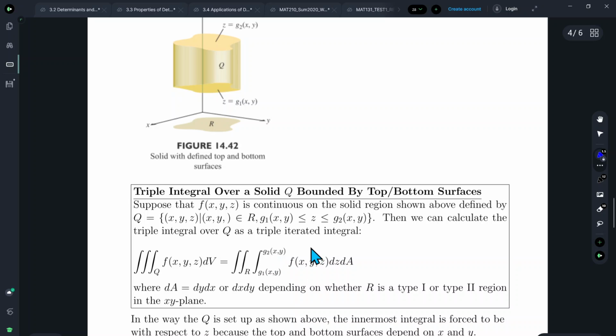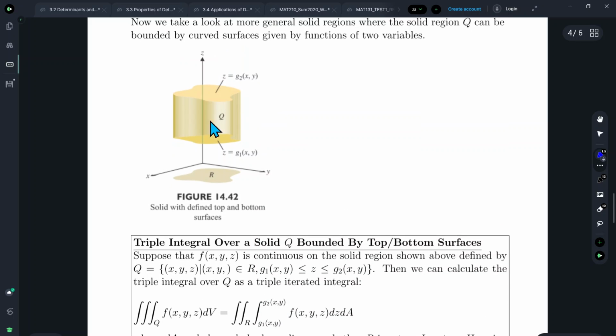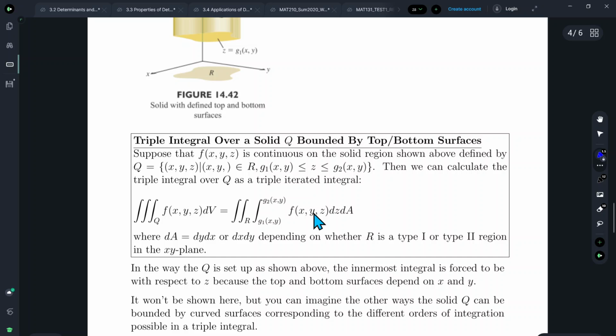Okay, so that's the innermost integral, and then once you complete the inner integral, you're left with a double integral, and it's just described like this over the region R, because the region R could be a type 1 or a type 2 region. And so after integrating with respect to z, it could be either dy dx or dx dy, again, depending on whether R is a type 1 or a type 2 region. Okay, so that's the basic setup. So again, for this setup here, the innermost integral has to be with respect to z.